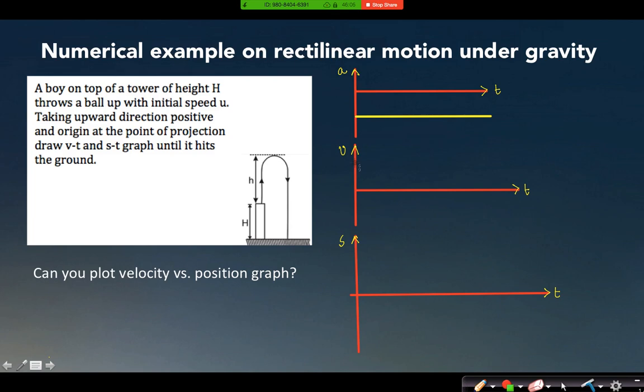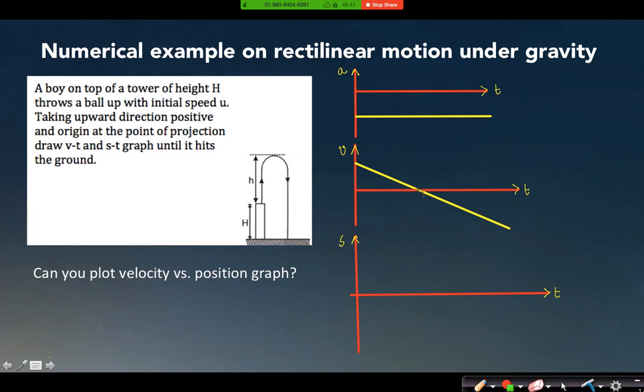What is VT graph? Can you explain how the VT graph will look like? So, VT graph will be a straight line or not? Straight line. What will be the slope of the VT graph? Positive or negative? It will be a straight line with negative slope. Yes. Straight line with negative slope. And it will be like this. Have you drawn VT graph like this? Yes, sir.